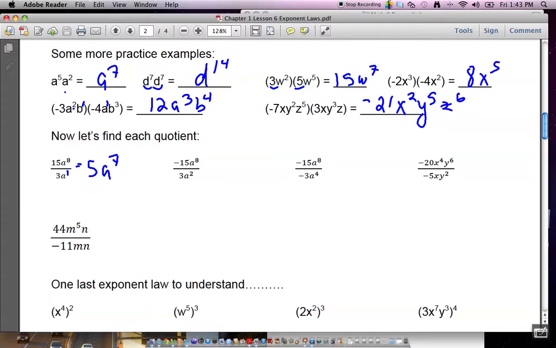Okay, what do you got? Negative 5a to the 6th. Very good. Negative 5a to the 6th. Try the next one.